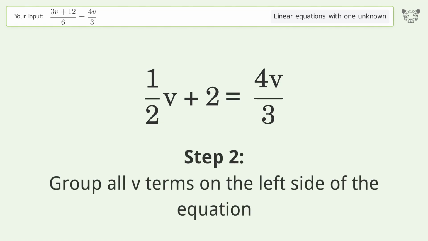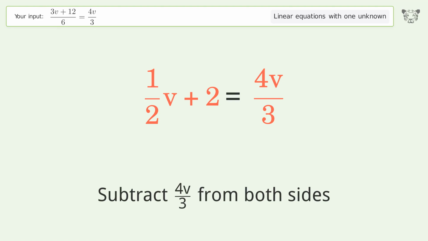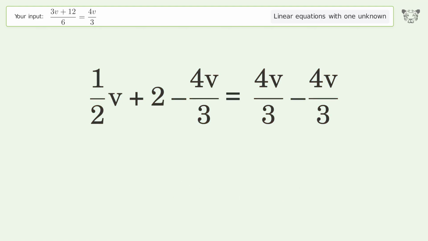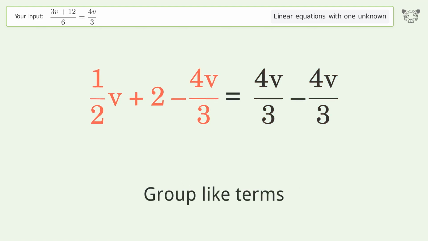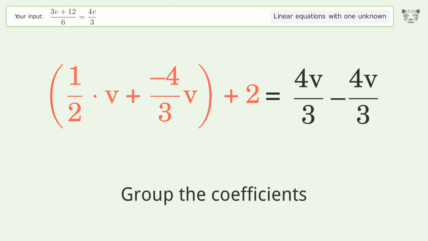Group all v terms on the left side of the equation. Subtract 4v over 3 from both sides. Group like terms. Group the coefficients.